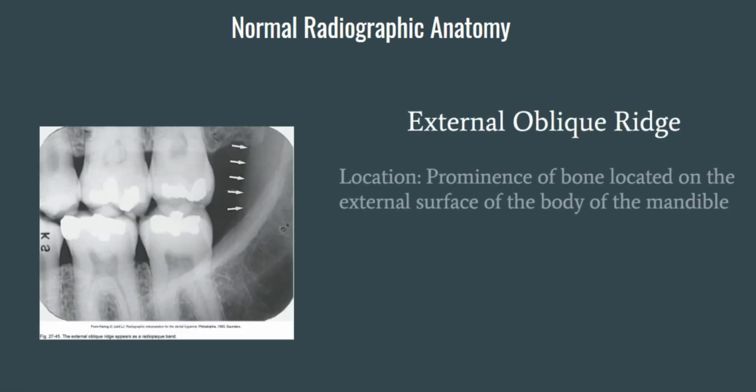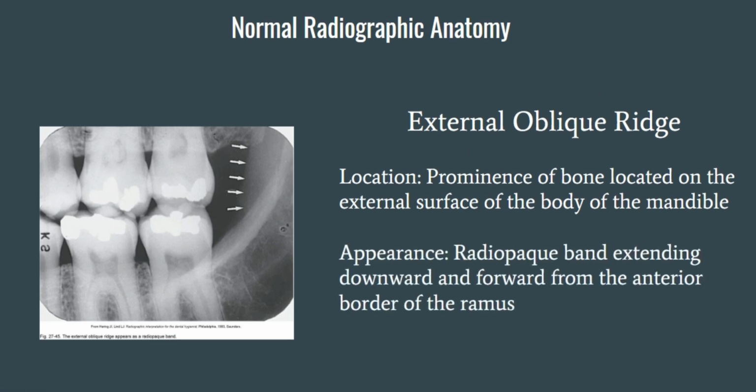And then we have the external oblique ridge. It's a prominence of bone located on the external surface of the body of the mandible. So think the outside, the external surface. Then the radiopaque band on the radiograph, it's going to be a radiopaque band extending downward and forward from the anterior border of the ramus. So where these arrows are pointing right here is going to be the external oblique ridge.